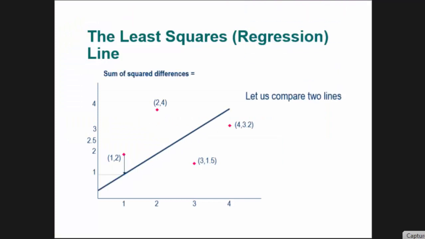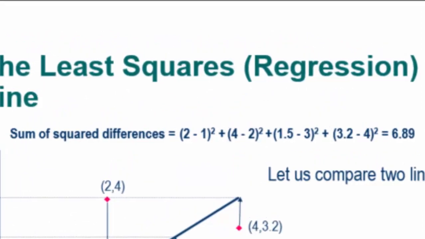So here's the explanation about how they end up with the line. This is one line here. These are all the observed data. So is this a good line or not? Let's compare with another line. These are all the differences, the differences between the observed data and the line, and the sum of the squared differences. You can see there 2 minus 1, 4 minus 2, 1.5 minus 3, 3.2 minus 4. The sum of all the differences is 6.89.